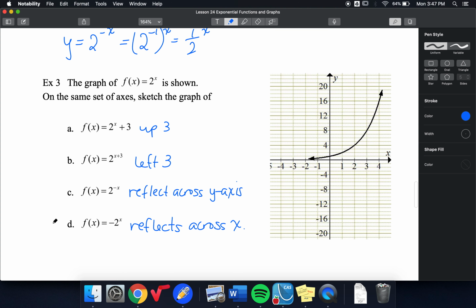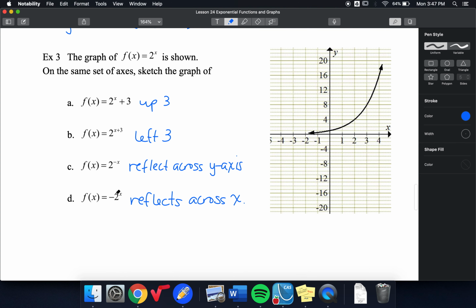So notice negative 2 to the x is different than negative 2 to the x. This is not an exponential function, so those two are not equal. This one is an exponential function. It's the same as negative 1 times 2 to the x. So I'm going to leave these for you to sketch. You can test them in your calculator, but here's what you're doing.